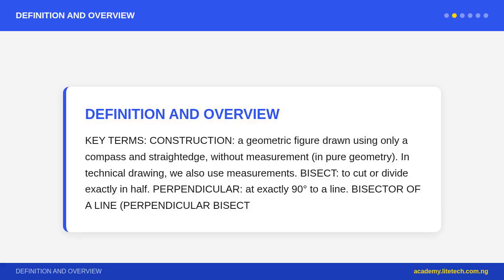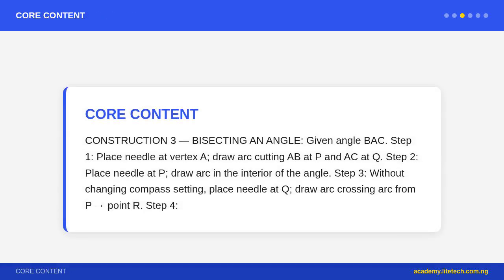Construction 3, bisecting an angle. Given angle BAC. Step 1, place needle at vertex A, draw arc cutting AB at P and AC at Q. Step 2, place needle at P, draw arc in the interior of the angle. Step 3, without changing compass setting, place needle at Q, draw arc crossing arc from P, point R. Step 4, draw line AR, this is the angle bisector of angle BAC.